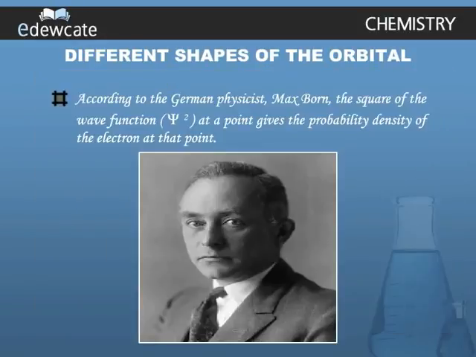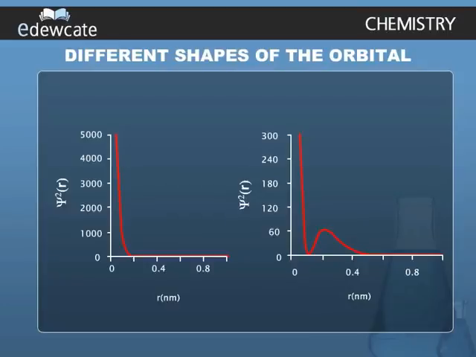According to the German physicist Max Born, the square of the wave function, which is psi square, at a point gives the probability density of the electron at that point. The variation of psi square as a function of r for 1s and 2s orbitals is shown here. Notice that the curves for 1s and 2s orbitals are different.